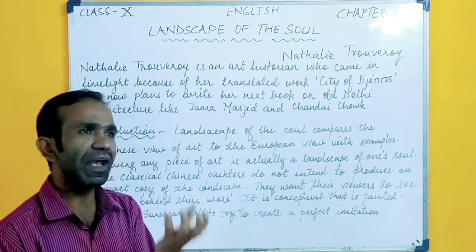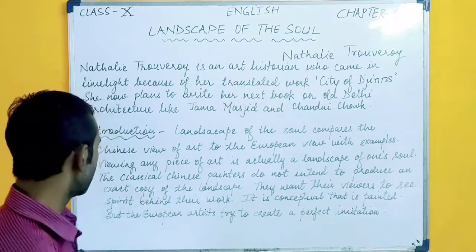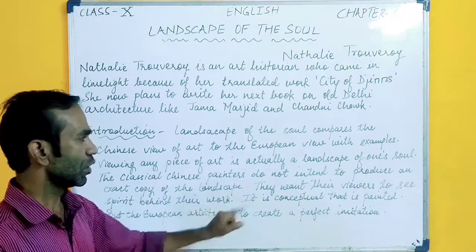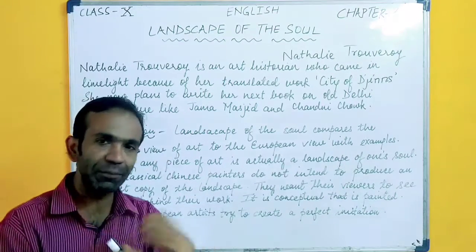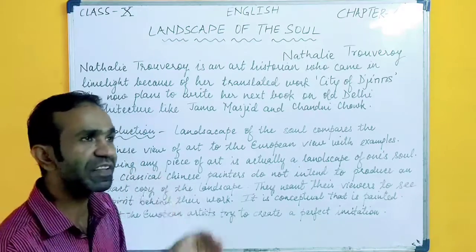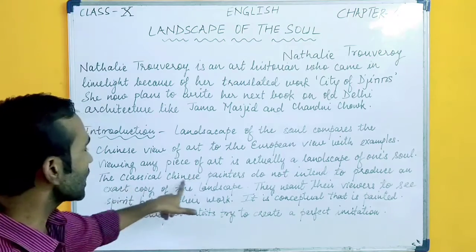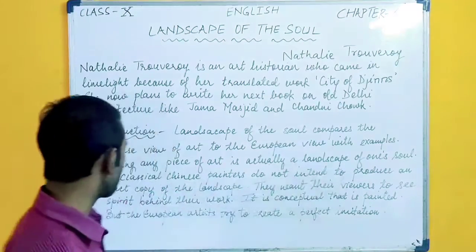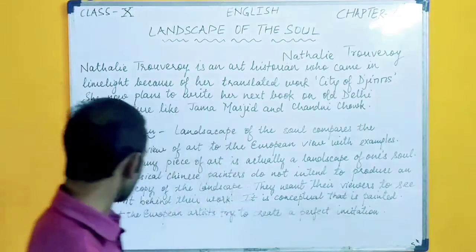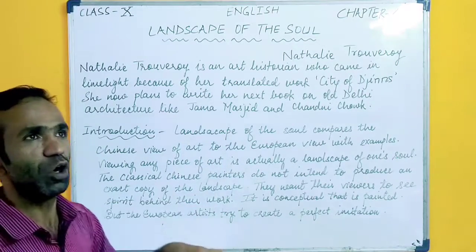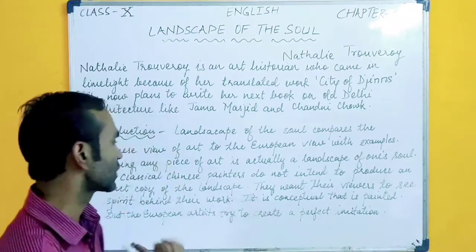How do you view any piece of creative art? That is the landscape of our soul. The classical Chinese painters do not intend to produce an exact copy, means they do not imitate anything. They want the spirit behind the work to be thought of. They want their viewers to see the spirit behind their work, what actually they want to mean through their work, what actually they want to show to the viewers.